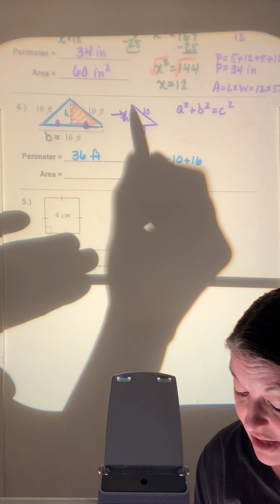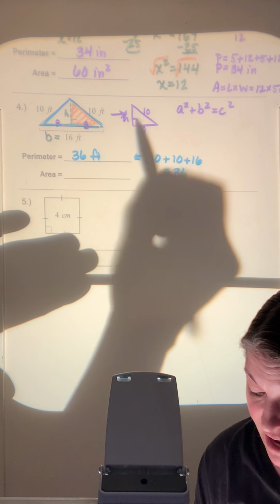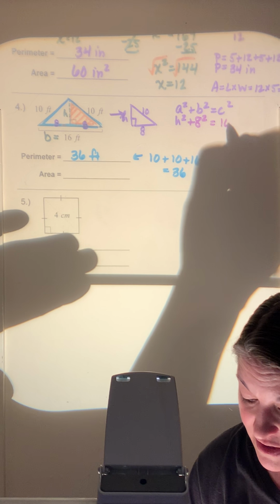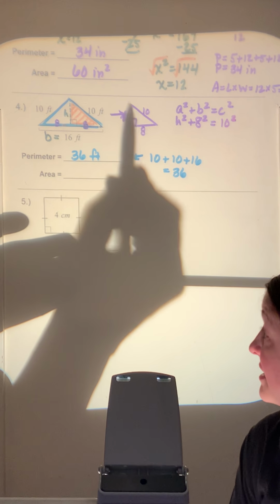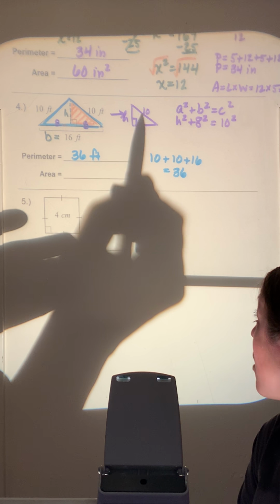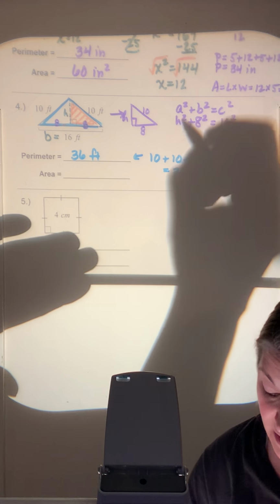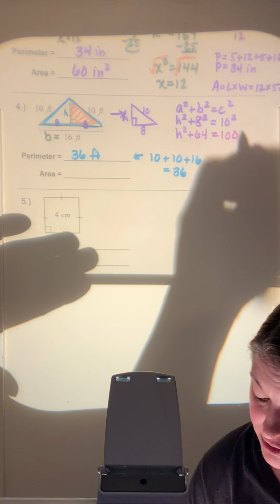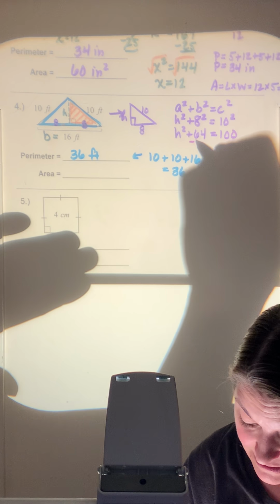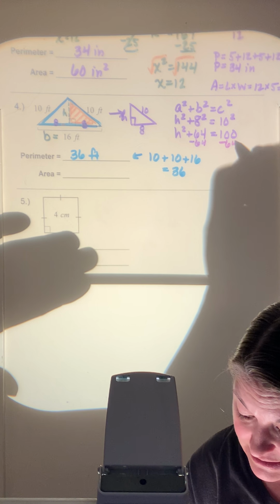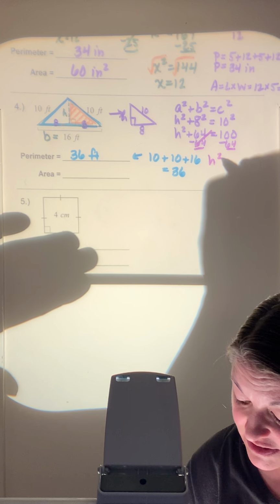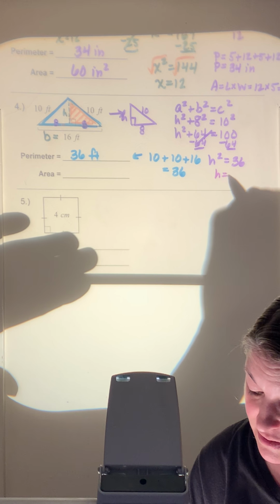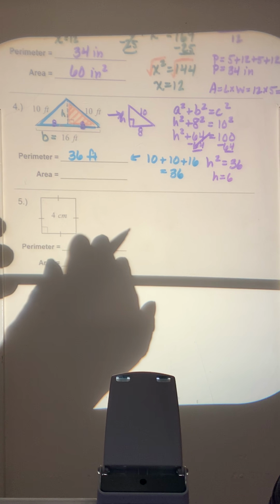Our a and b are the legs, meaning the two sides that make up the 90. So that'll be h squared plus 8 squared. And then the hypotenuse, which is the c, is this slanted guy right here, the one that's across from the 90 degree. So that'll be h squared plus 64 equals 100. Subtract the 64 from both sides. That gives us h squared equals 36. And when we square root, that'll give us 6.